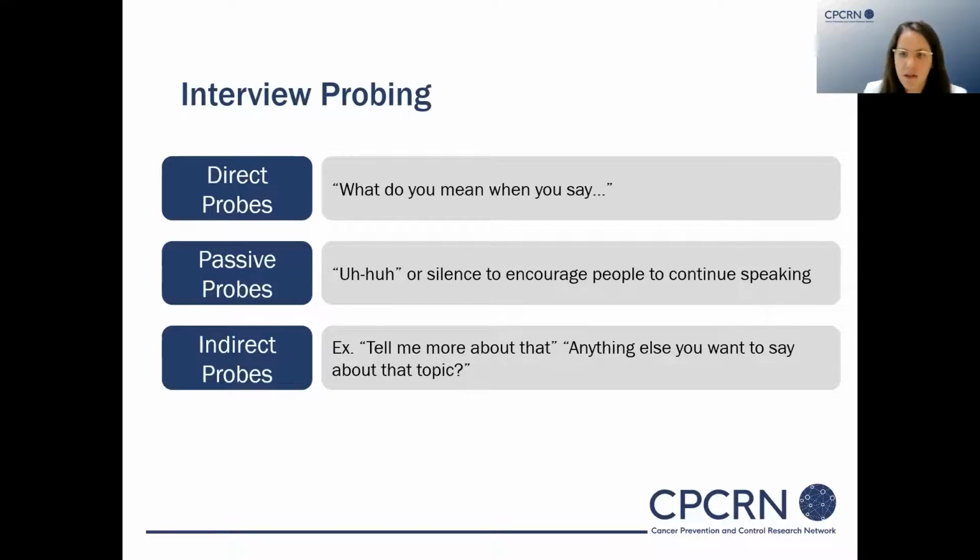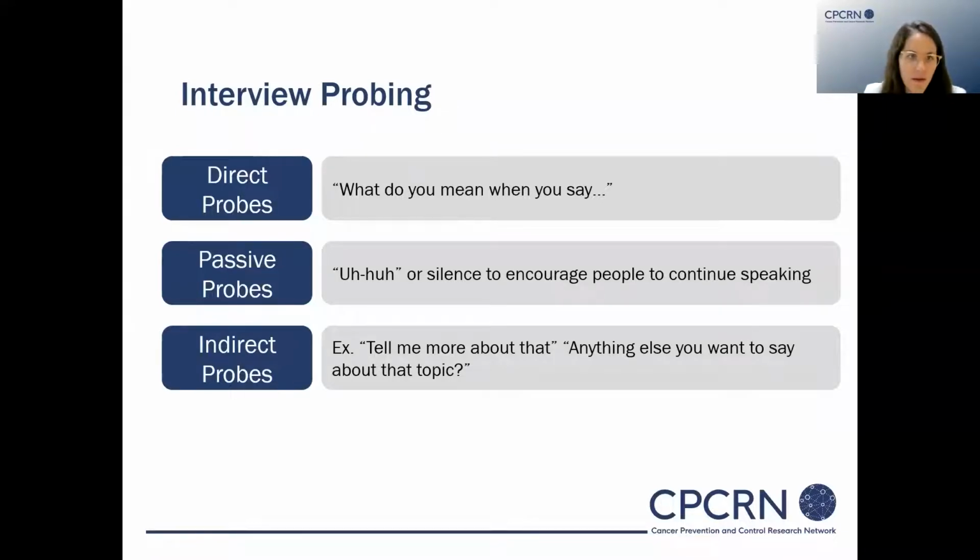And it's also good to avoid additional probes if you notice from any body language from a patient that they seem frustrated with the way the questions are going or something's uncomfortable for them. Those are situations where you would not want to probe any further.